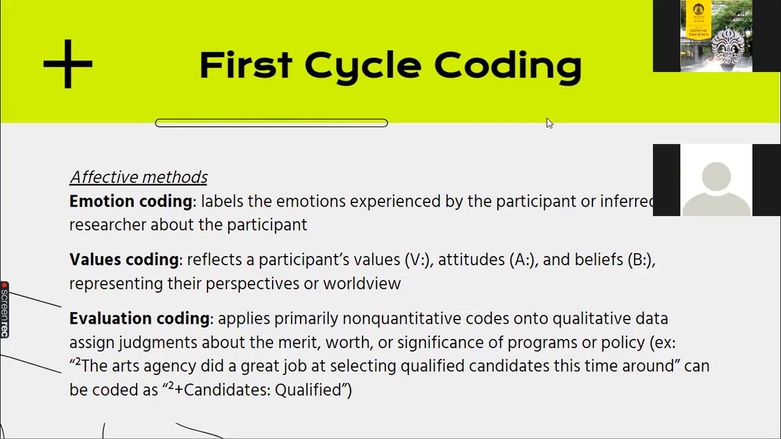Now, as you can see, the code itself is made up of different parts. The first being the number itself, the code number, the plus sign, which indicates a positive relationship, the code candidates, followed by the subcode qualified. Now, a subcode, which will be explained later on, is a more detailed version of a code that makes it more refined, so it can be grouped later on.